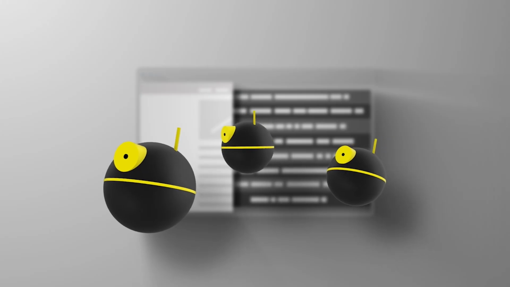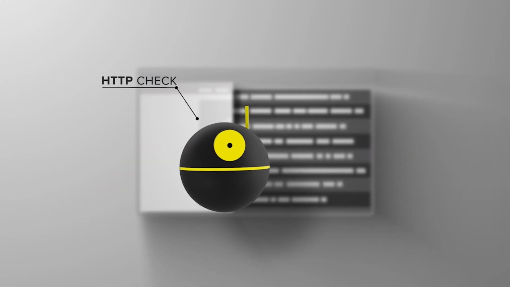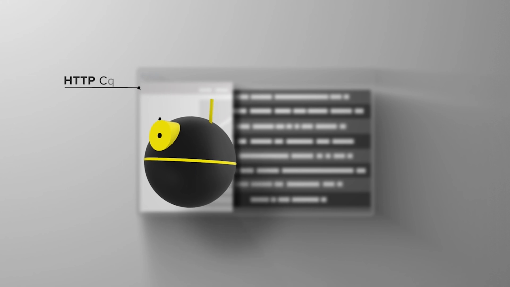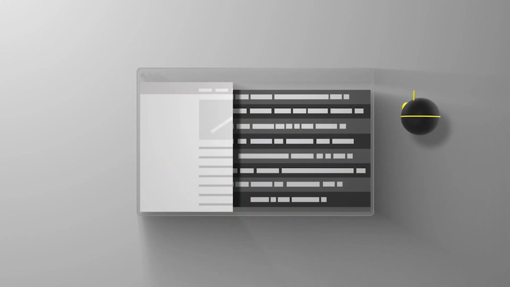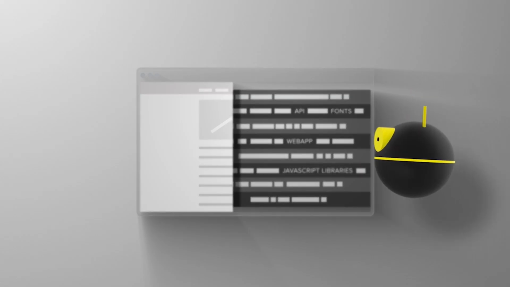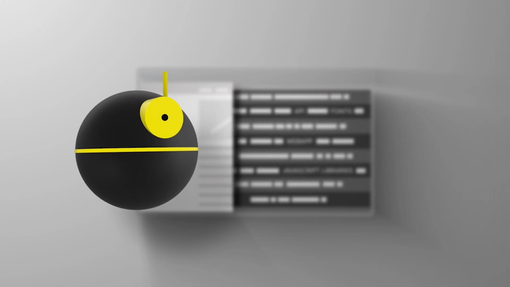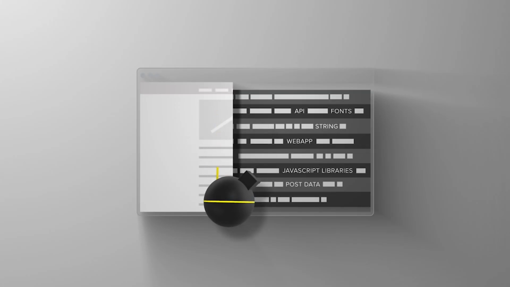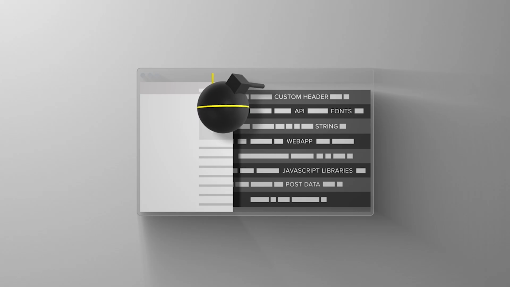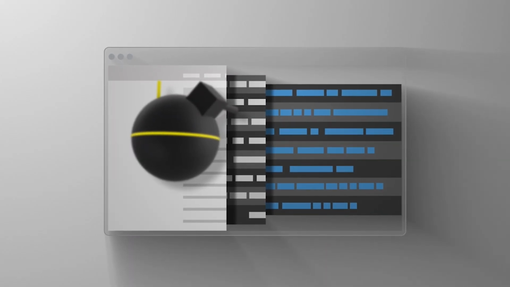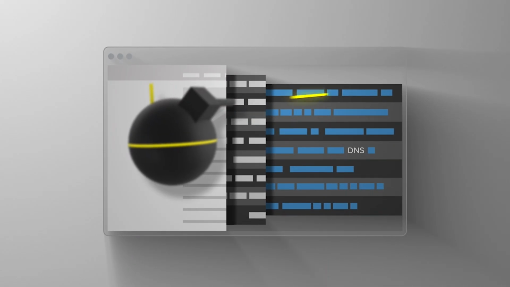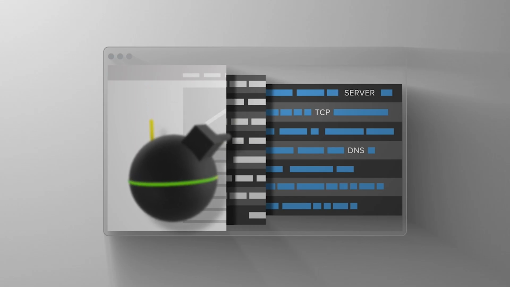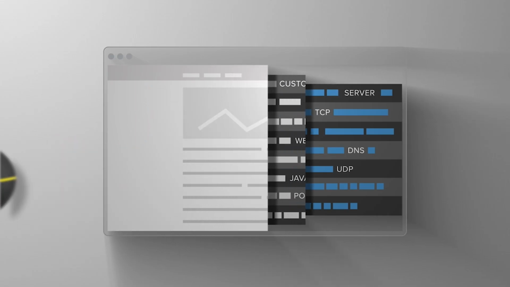There are many types of checks to customize your monitoring. The basic one is an HTTP check and is incredibly easy to use. It will make sure your website, API, web app, or content such as fonts, JavaScript libraries, or other dependencies is available to your customers. For the tech-savvy, the Pingdom checks are highly customizable, and you can check for specific strings or add your own post data or custom headers to monitor more advanced features on your site. You can also test that your DNS is working, ping a server, test for an open TCP or UDP port, and a whole lot more.